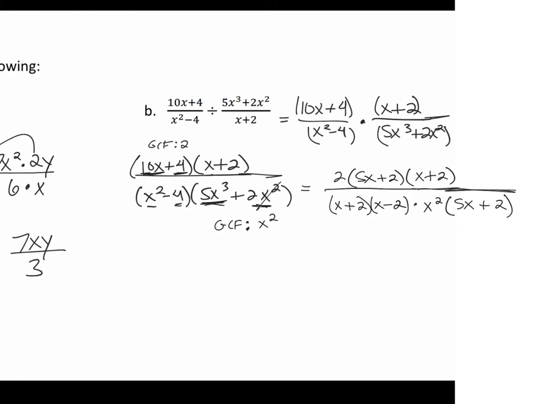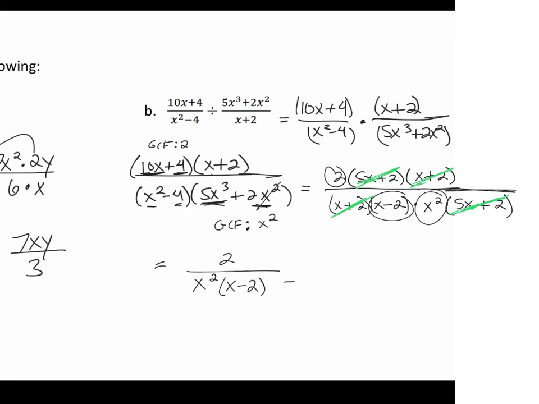So let's go ahead and start dividing factors here. 5x plus 2 and x plus 2. And that's it. So let's see what we have left in the numerator. Oh, just 2. And the denominator, we have 2 factors, an x squared factor and an x minus 2 factor.